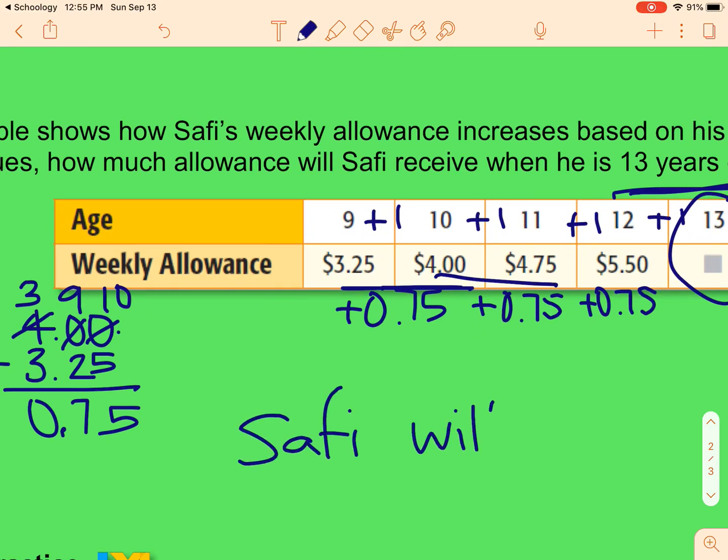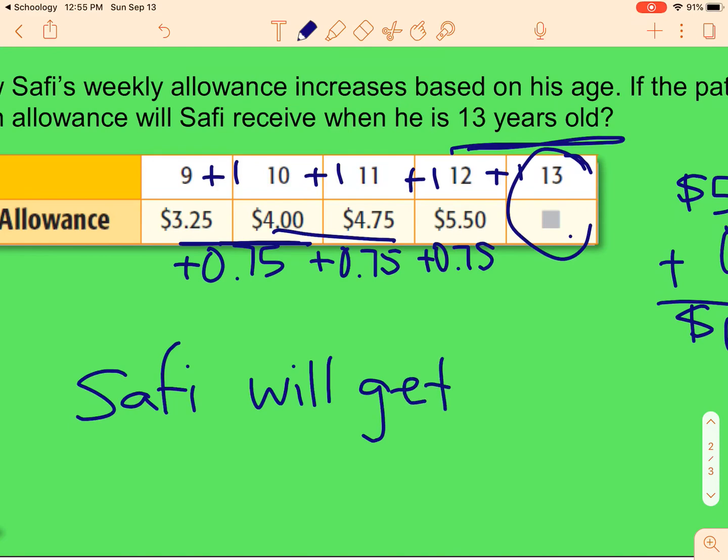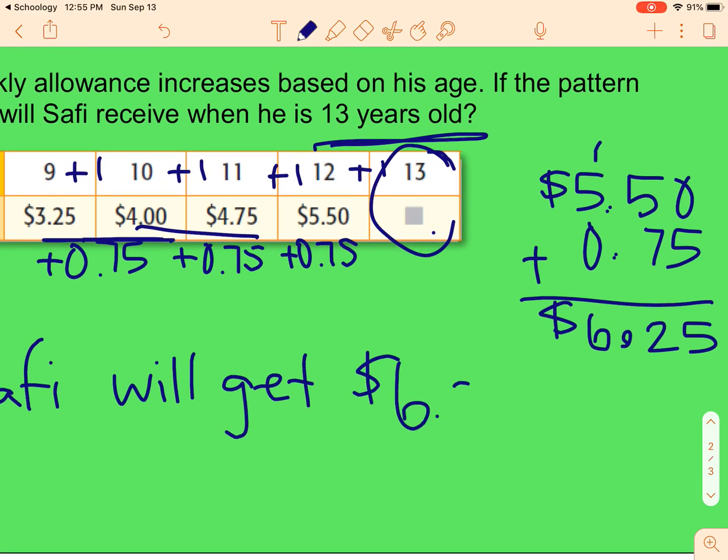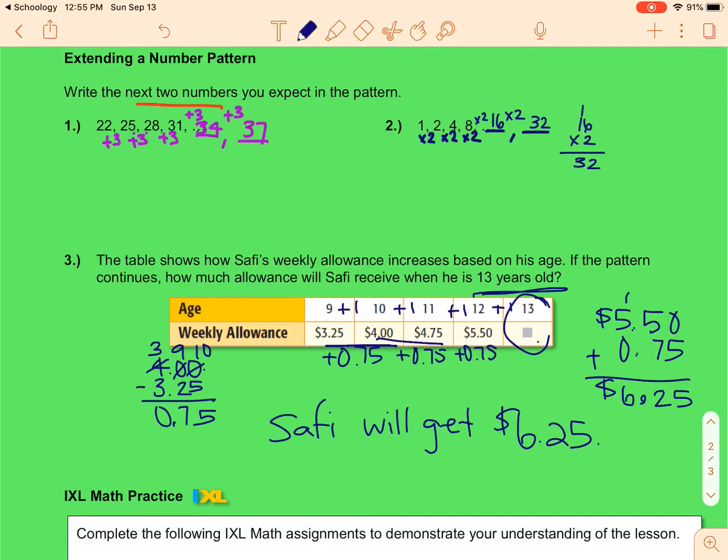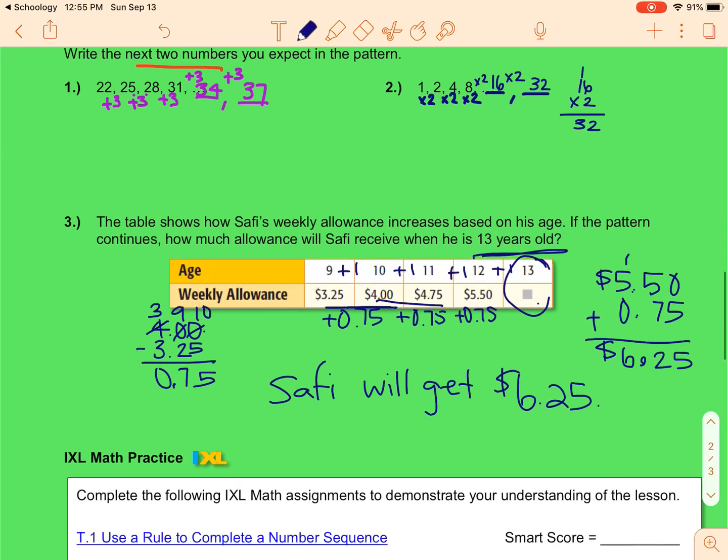Safi will get 6.25. Alright, and then we are all done.